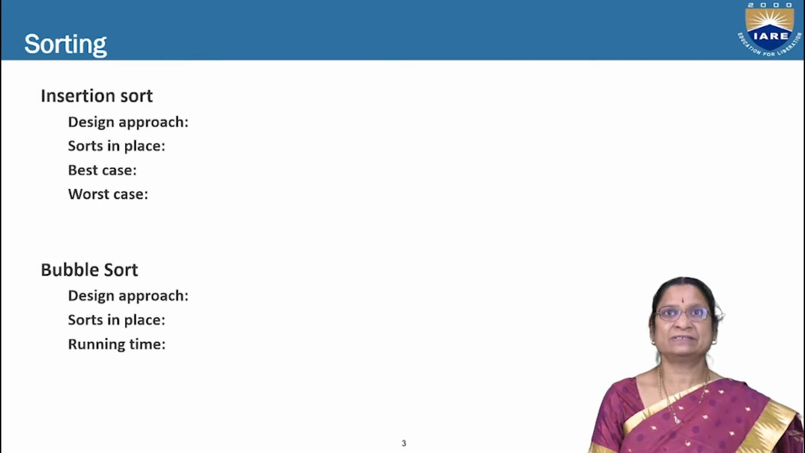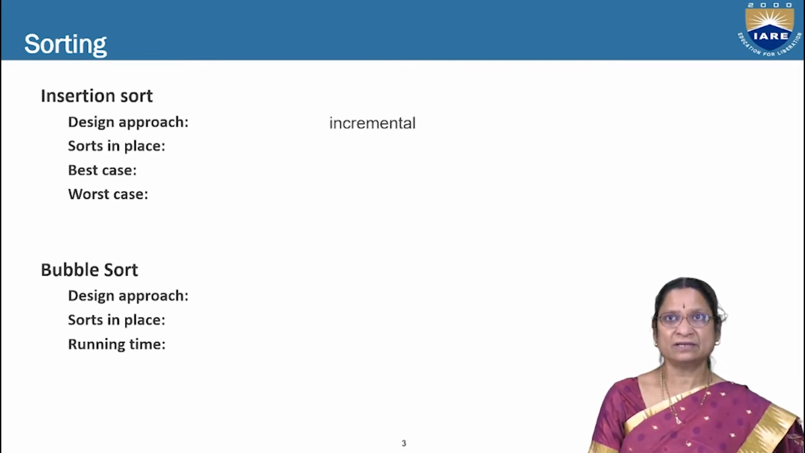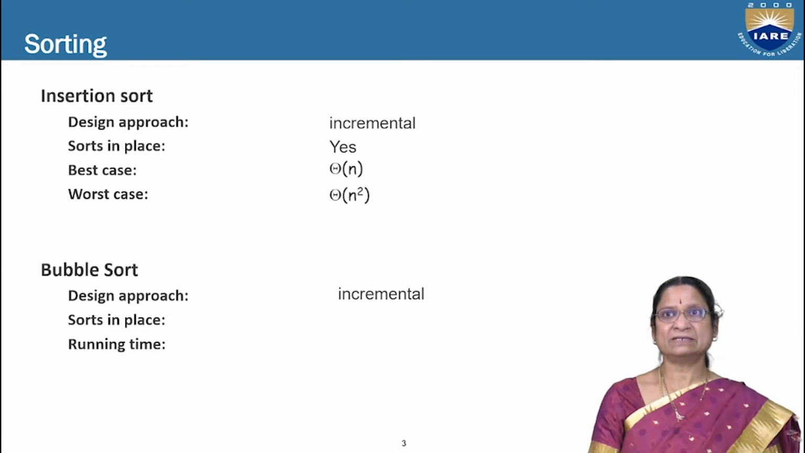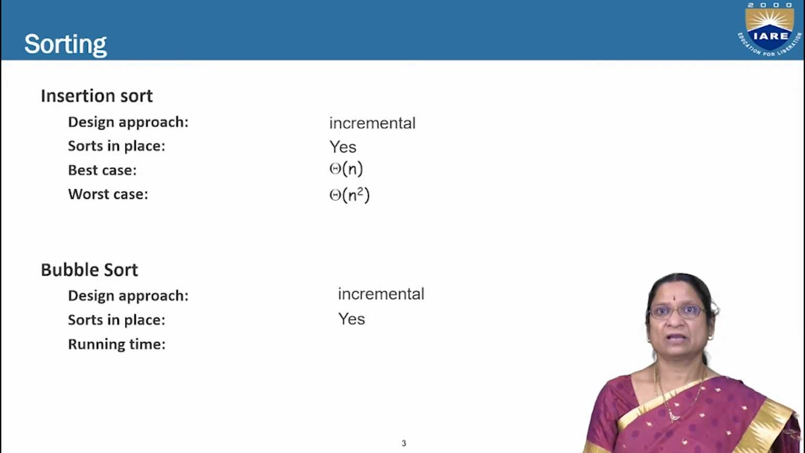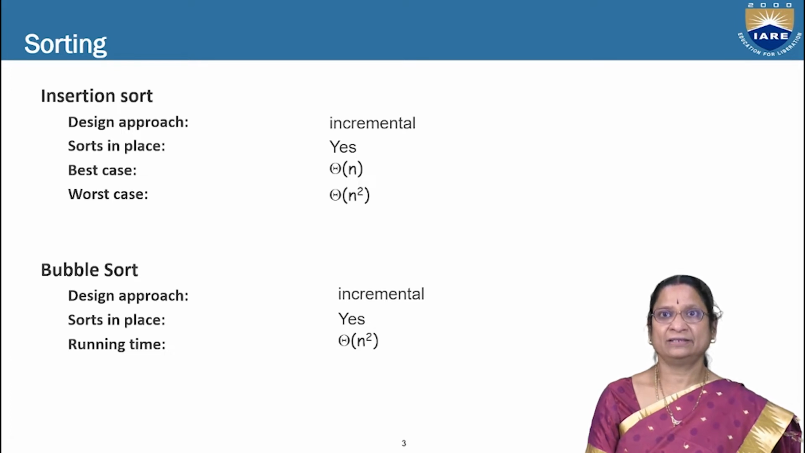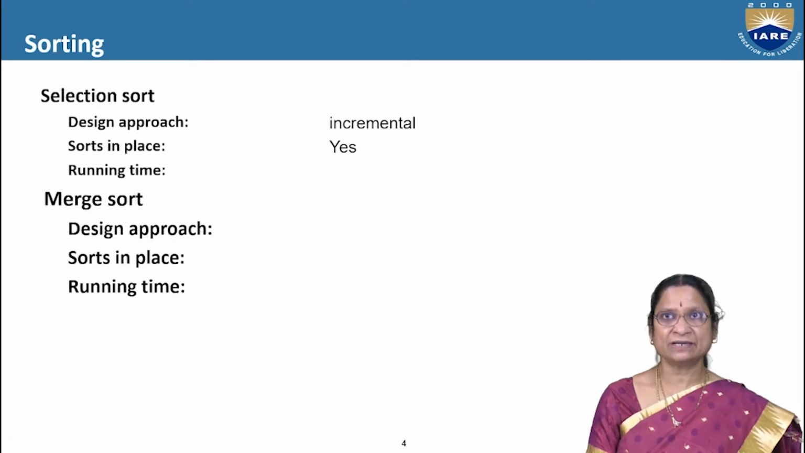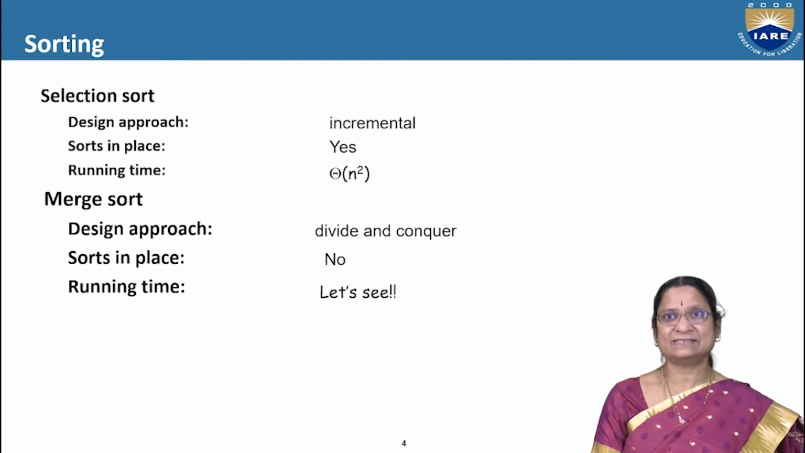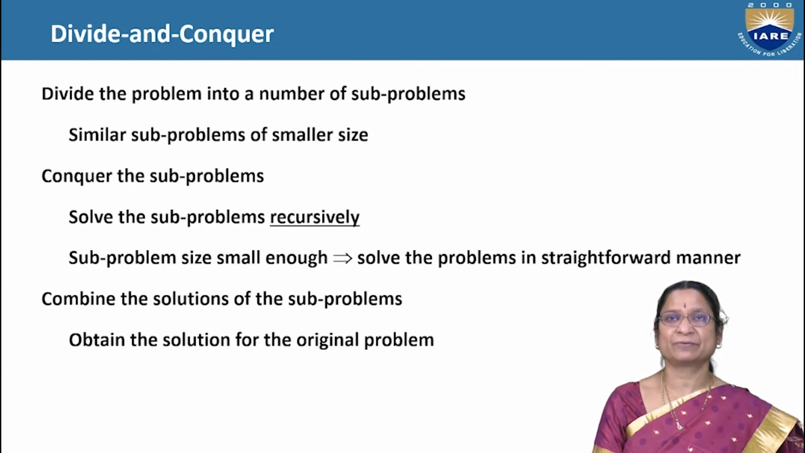Various sorting techniques we discussed already. Insertion sort: incremental approach, it sorts in place, order of theta of n is the best case, worst case is theta of n square. Similarly, bubble sort is also an incremental approach and in-place sorting with theta of n square running time. Selection sort is also incremental, in-place sorting, only theta of n square, whereas merge sort follows the divide and conquer strategy. And is it in place? No, but we will see it, and running time also we will discuss further.